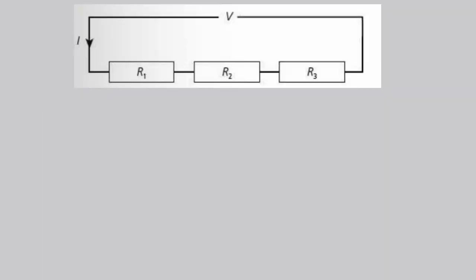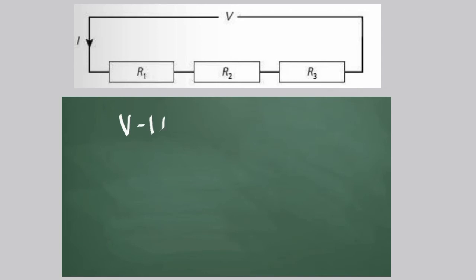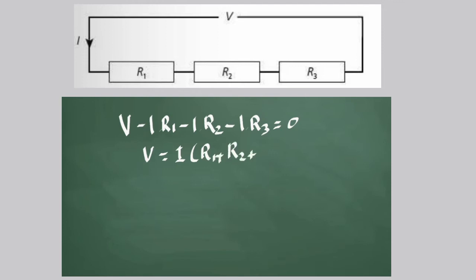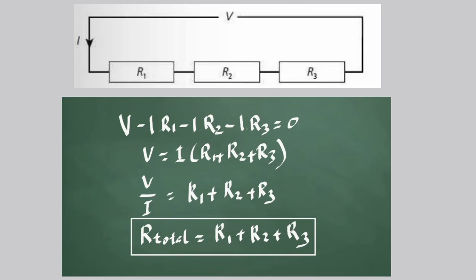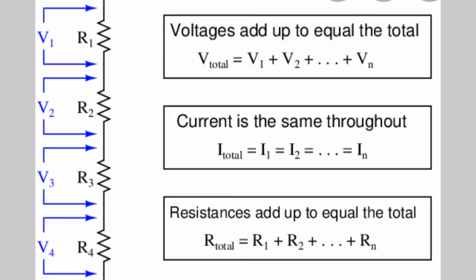Let's see. Going around the circuit, V minus I times R1 minus I times R2 minus I times R3 equals 0. So, V equals I times (R1 plus R2 plus R3). But voltage divided by current is equal to total resistance. So, total resistance is equal to R1 plus R2 plus R3. Now, we can use this formula to find the total resistance in series.